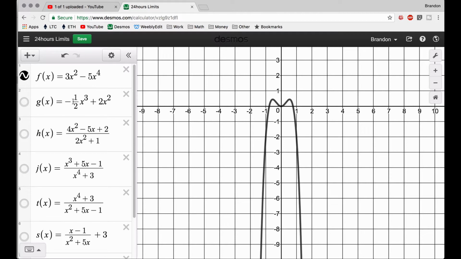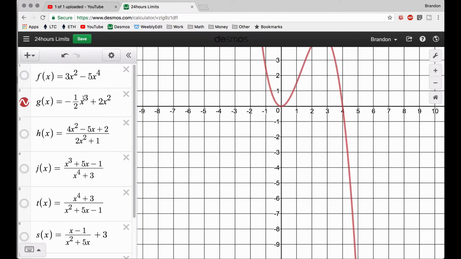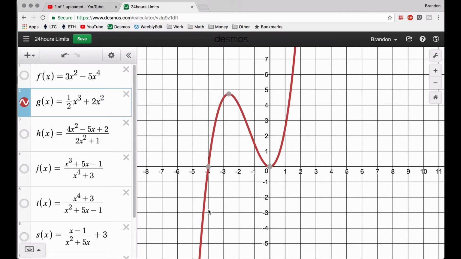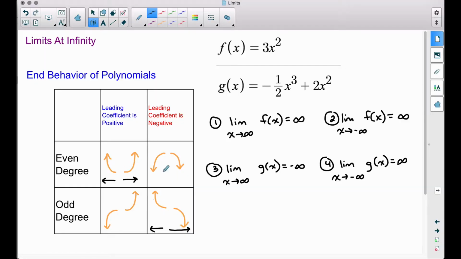Let's come over here to this one, g of x, and let's change its leading coefficient to a positive. So I'm going to delete that negative there, and now our end behavior has switched on us. Take note of these things that you see in orange. This is exactly what just happened. We had this end behavior originally with a negative leading coefficient on an odd degree. When I took that negative away, we kind of have this behavior going on now.